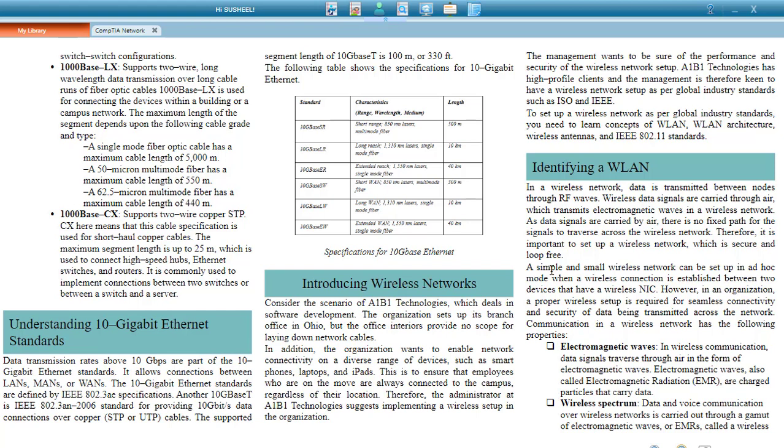A simple and small wireless network can be set up in ad hoc mode when a wireless connection is established between two devices that have a wireless NIC. However, in an organization, a proper wireless setup is required for seamless connectivity and security of data being transmitted across the network. Communication in a wireless network has the following properties.